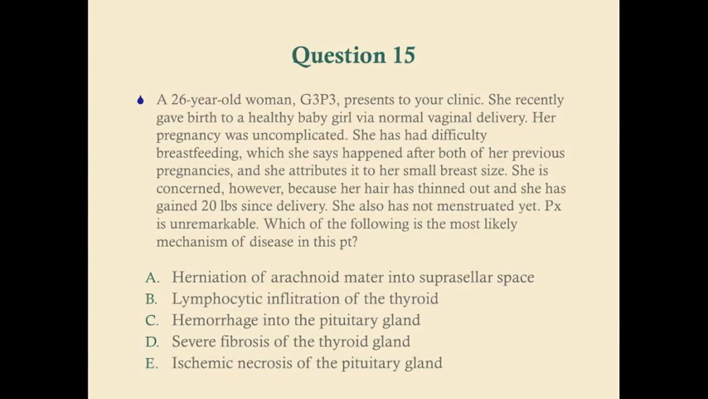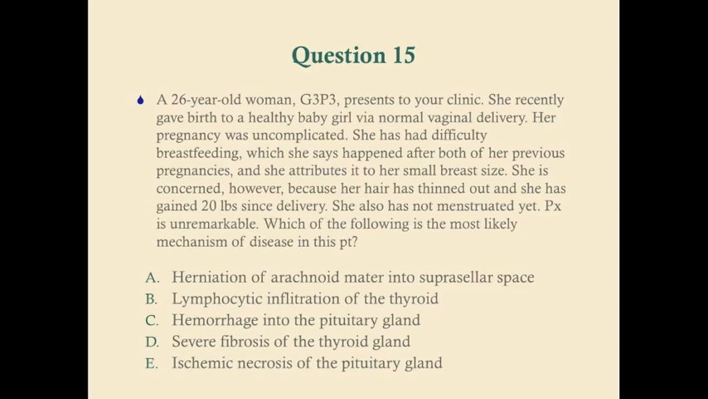Which of the following is the most likely mechanism of disease in this patient? A, herniation of arachnoid mater into suprasellar space. B, lymphocytic infiltration of the thyroid. C, hemorrhage into the pituitary gland. D, severe fibrosis of the thyroid gland. E, ischemic necrosis of the pituitary gland.